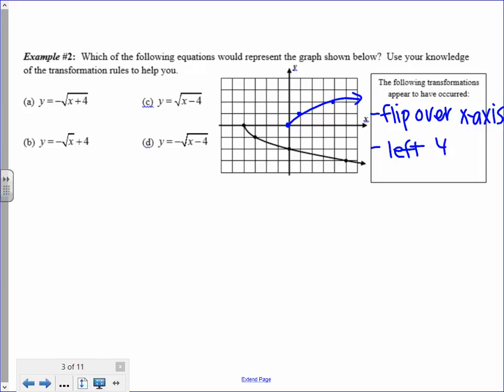Okay. Well, what happens to the equation when I flip over the x-axis? Do you remember? There was a negative. Where was the negative? In with the x or in front? In front. Good, good, good. So can I cross any off that don't have a negative in front? C. So C is not right. Nope. So we're down to A, B, and D. Now I need to figure out left 4.